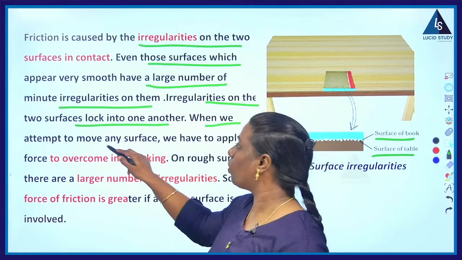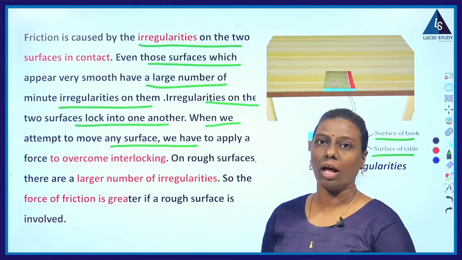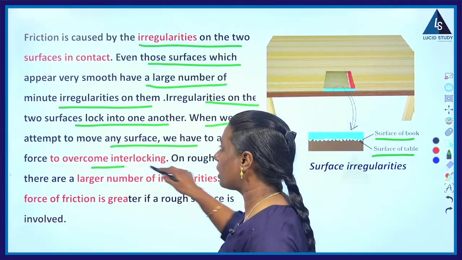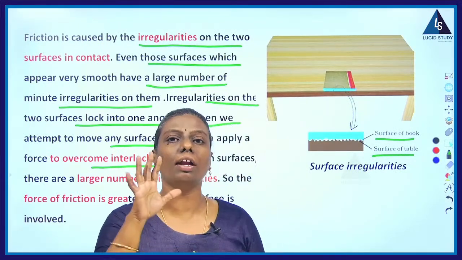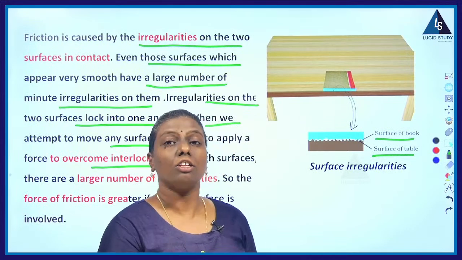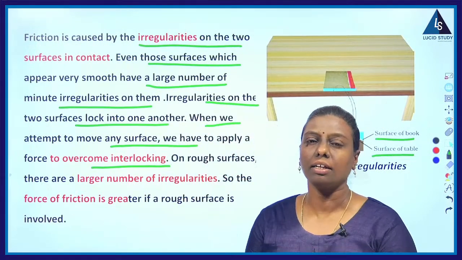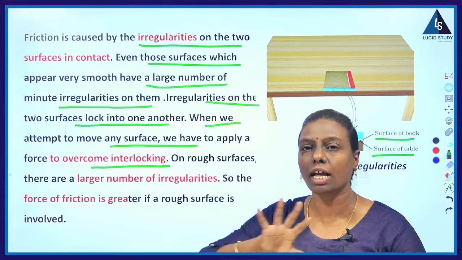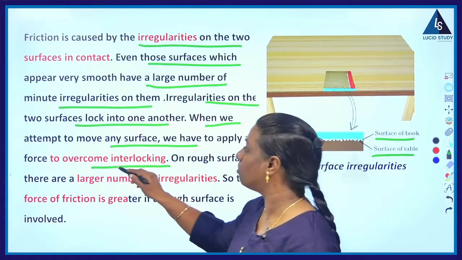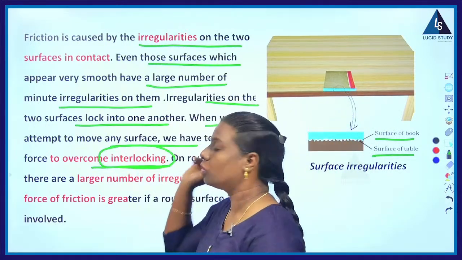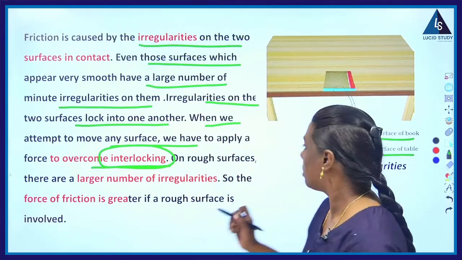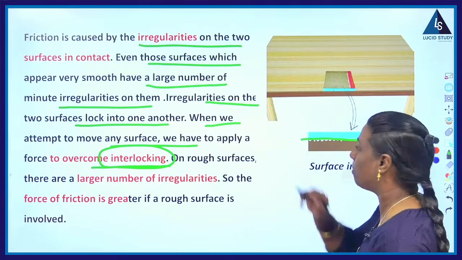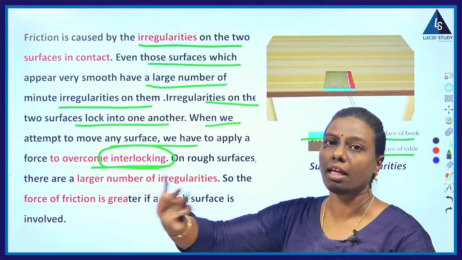When we attempt to move any surface, we have to apply force to overcome this interlocking. You are trying to move an object, so how do you overcome that? You apply force to overcome the interlocking, so the surfaces become independent. Then only the object will move.